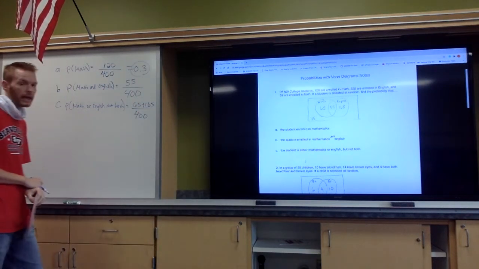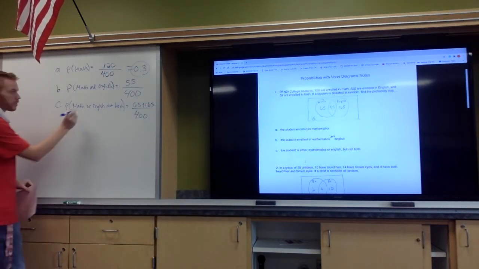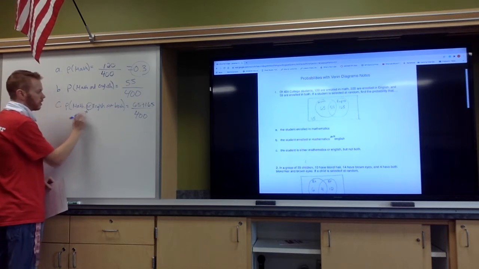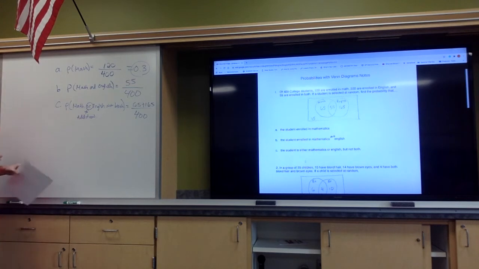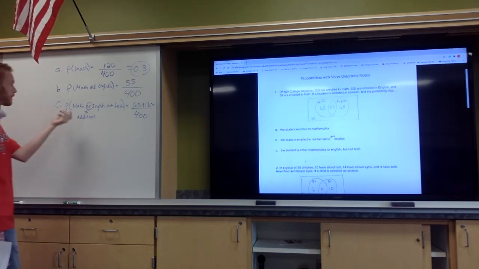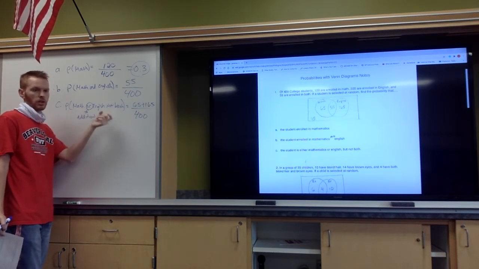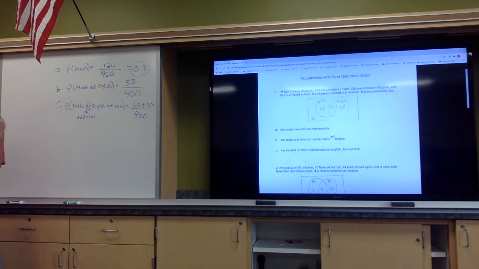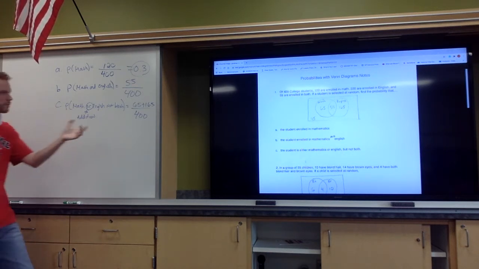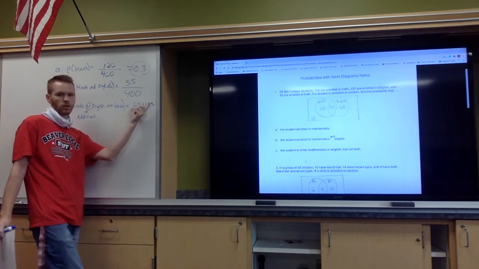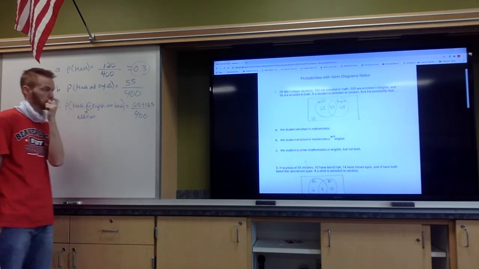Okay, so I'm going to add those. Now the other key word here is or. Okay, or is a good way of knowing that you're going to have some addition involved. And the reason for that is I'm asking the odds of me selecting a math person or an English. So when I randomly pick a person out of this college, I want more in that sample space. Okay, so it makes sense that I'm adding more in the numerator out of a total of 400 students.